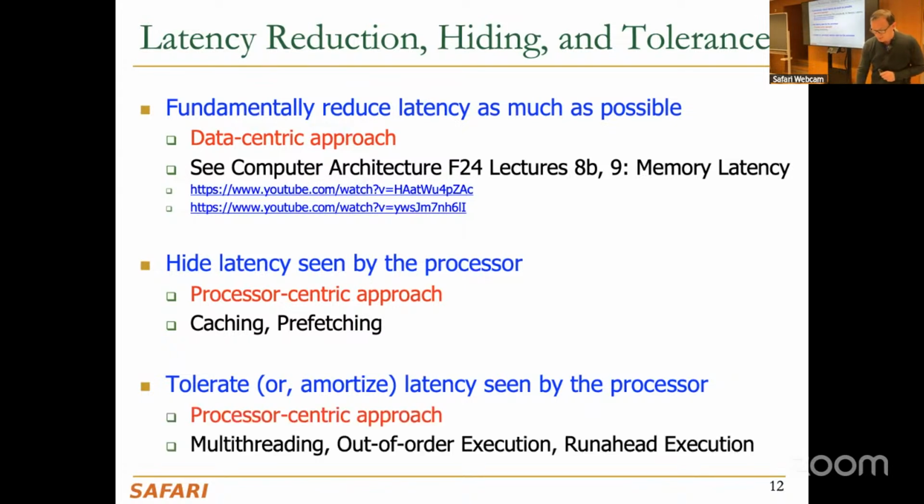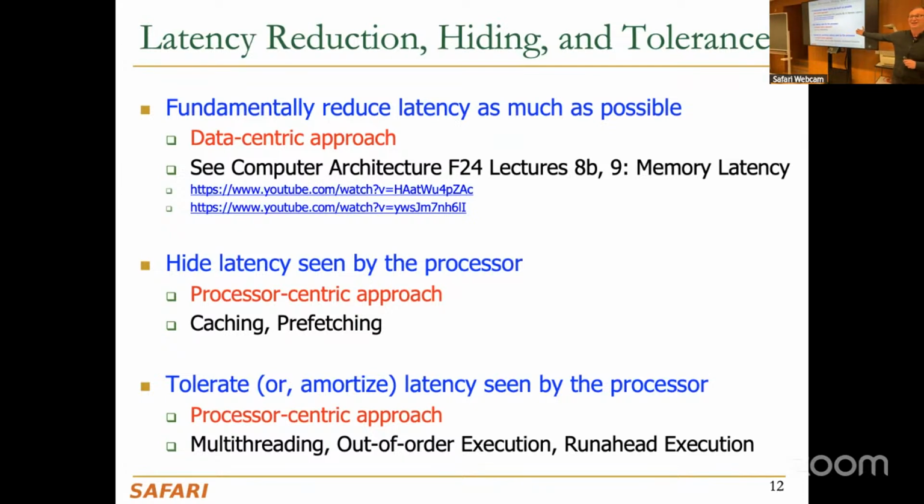Or there's another approach, which is tolerating or amortizing the latency seen by the processor. Again, this is very processor-centric. Multi-threading is one example. You still have the latency, but by doing something else, like executing some other thread, you hide that latency from the system. Out-of-order execution is another way of hiding the latency. That's really hiding latency.